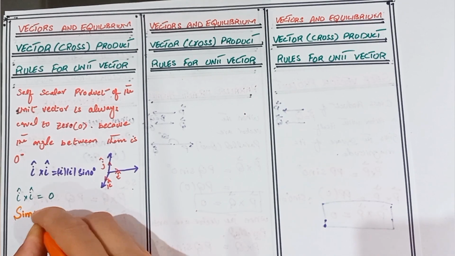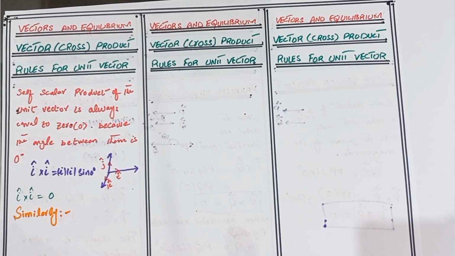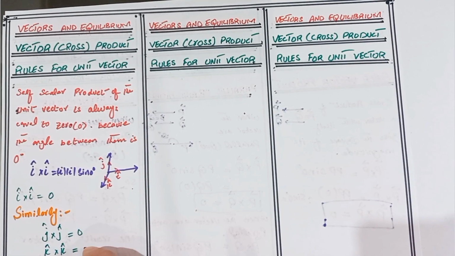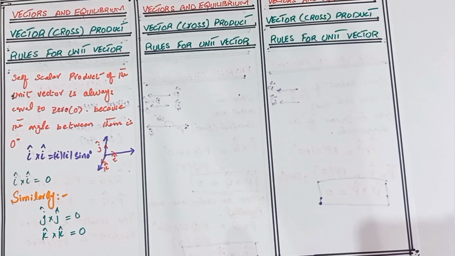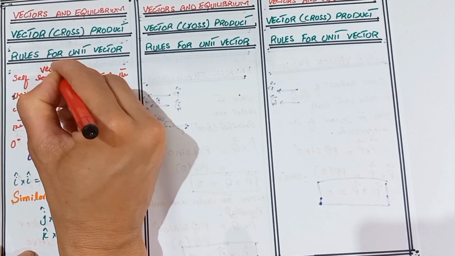Similarly, j cross j is equal to 0. K cross k unit vector is equal to 0. Make the correction: that is not the scalar, that is the vector.